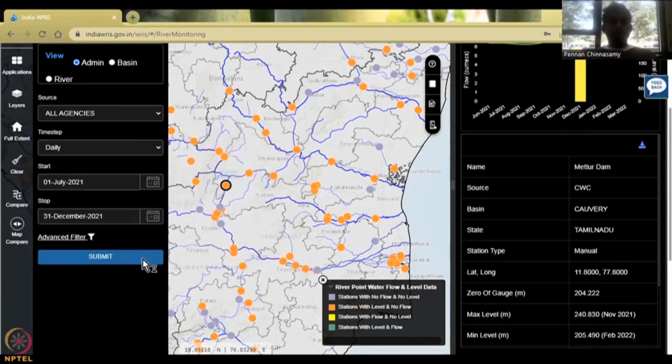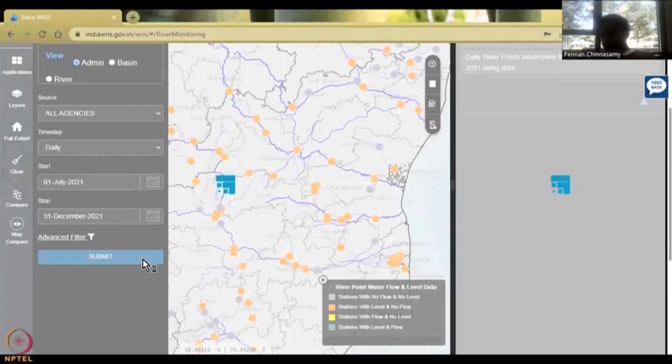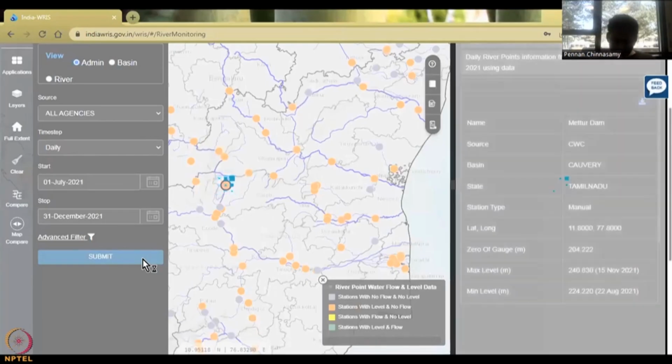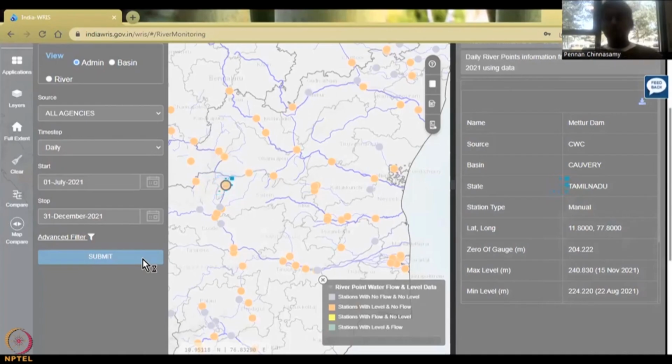Okay, so once the data is loading, you'll be able to see the discharge data coming in. If your study area is one of those areas which needs the discharge, I strongly recommend you select that data point where you can get this discharge measurement.